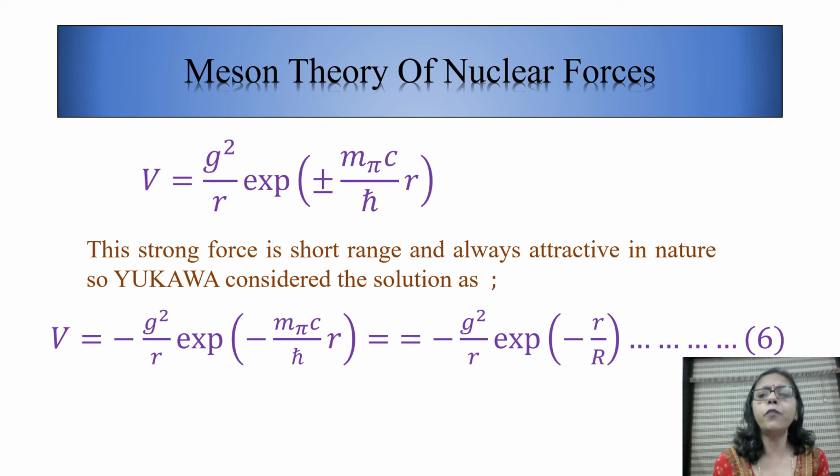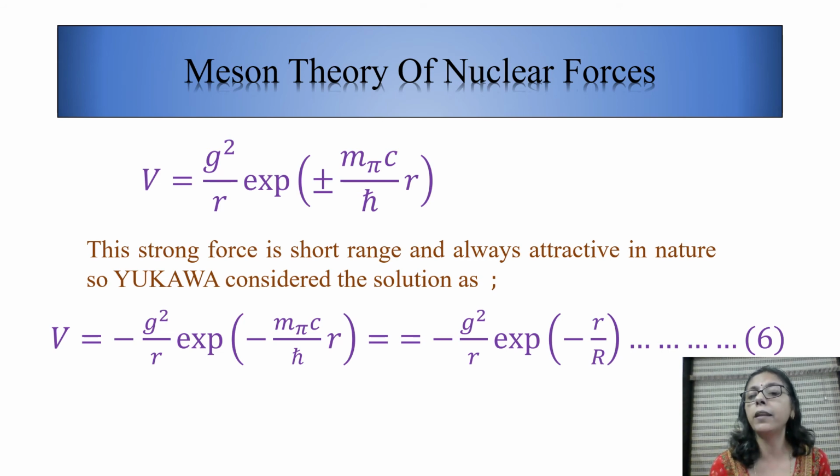This is a strong force which is of short range and always attractive in nature. So Yukawa considered the solution in the form of V is equal to minus g squared upon r exponential minus m pi c upon h cross r, and replacing h cross upon m pi c by capital R, he got the expression V is equal to minus g squared upon r exponential minus r upon R. And he named this equation 6.